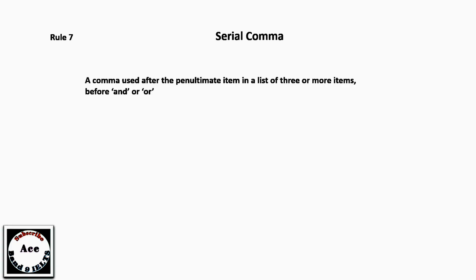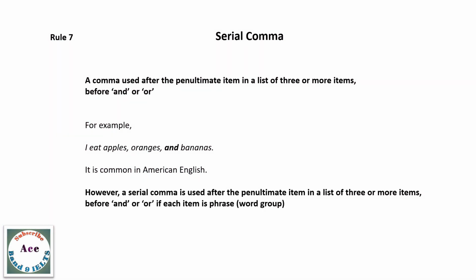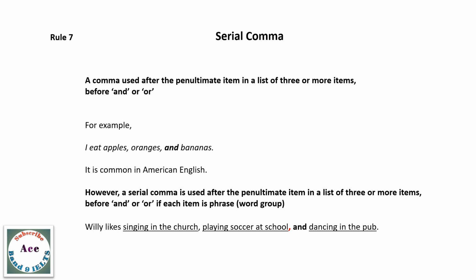What is a serial comma? A comma used after the penultimate item in a list of 3 or more items, before and or, is called a serial comma. Look at this example. You have a comma before and. It is common in American English. A serial comma is used after the penultimate item in a list of 3 or more items, before and or, if each item is a phrase, that is, a word group.